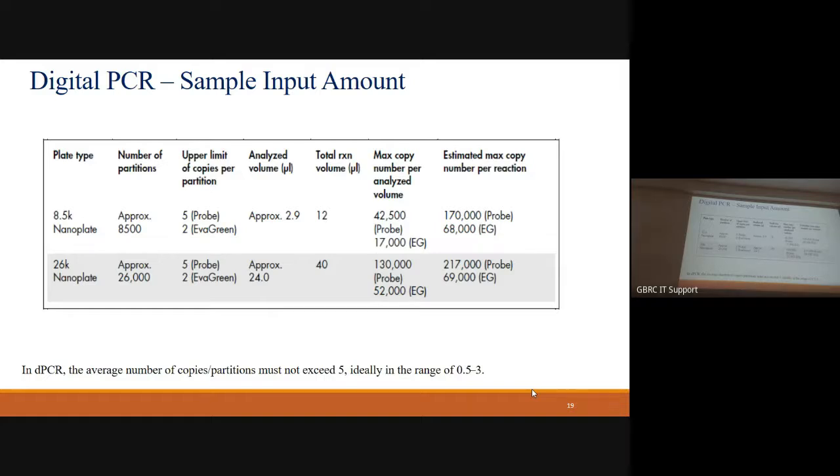Per partition, it can detect 5 copies with the probe-based assay and 2 copies for the EvaGreen-based assay. So after calculating, this will be calculated by the software, as I mentioned earlier. 42,500 copies, whatever volume you are loading, can be detected in a final output. So up to this, you don't need any kind of dilutions. But if you are going beyond this, it will get oversaturated, and then you need the dilutions. So this is the limit given by the manufacturer for both kinds of well formats.